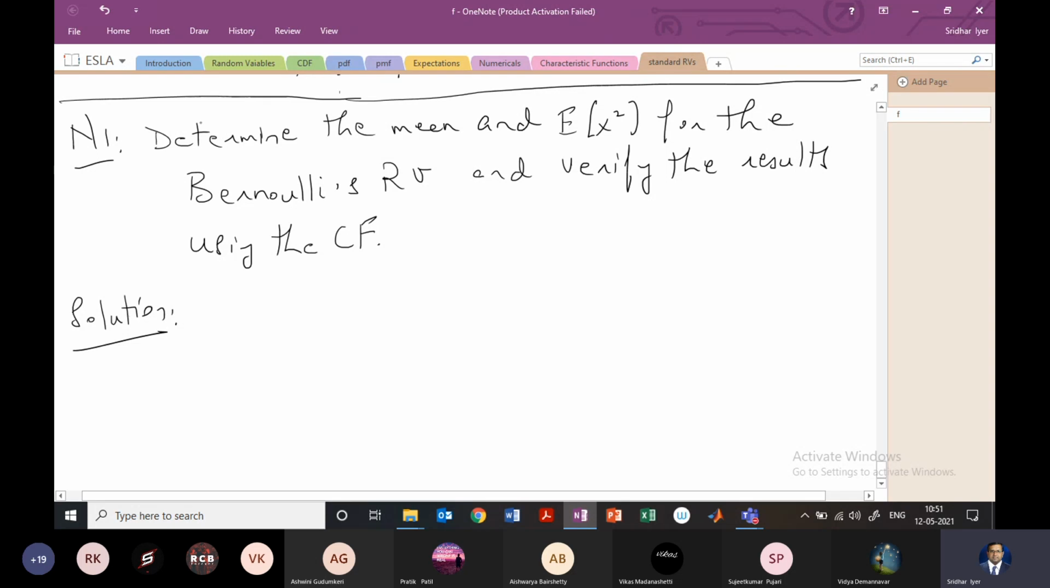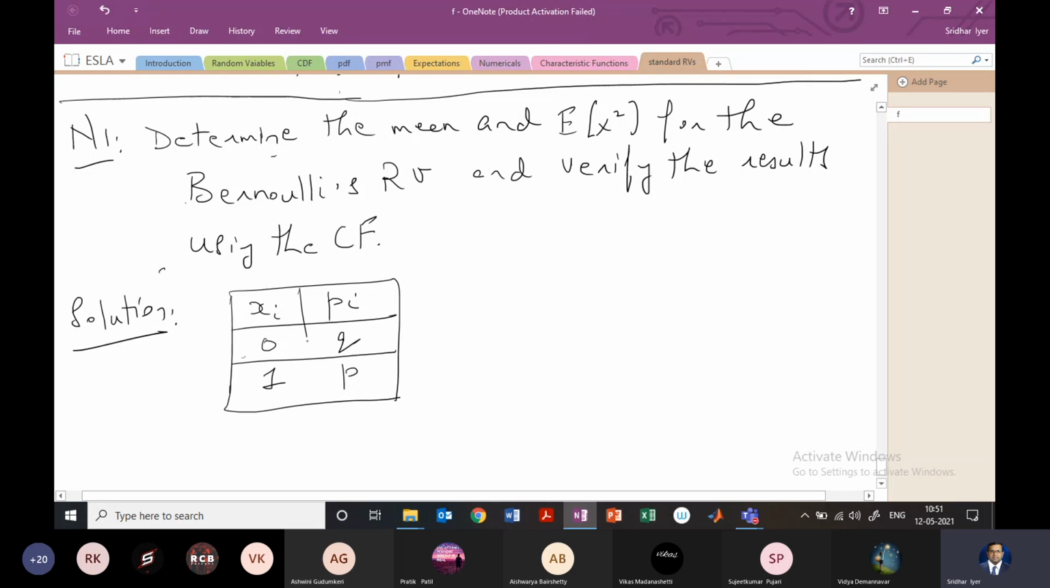Let us first write the Bernoulli random variable in the form of a table. It's a discrete random variable, so we'll have xi and pi. The two values you can get are 0 and 1. Let 0 have q and 1 have p. You can also interchange it, it doesn't matter. So the table looks like that.